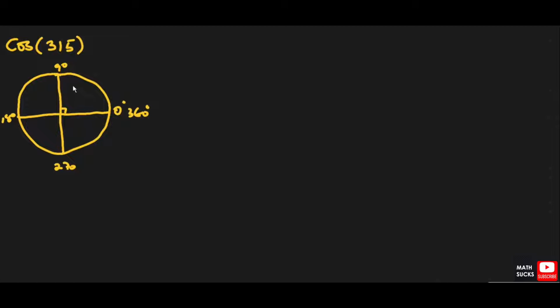So this is the first quadrant, this is the second quadrant, this is the third, and this is the fourth quadrant. We always need to understand which ratios are positive or negative and where. In the first quadrant, all the ratios are positive. In the second quadrant, only sine is positive. Third, only tan is positive. And in the fourth quadrant, only cos is positive.